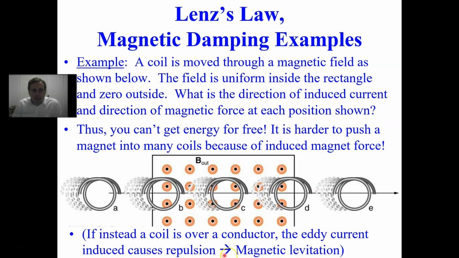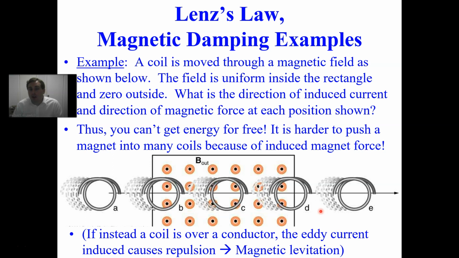But it turns out, if instead the coil is over a conductor, the eddy current, that is the actual rotating current in the conductor itself, will cause repulsion of these coils, and that's going to be like a north magnet facing a north magnet. But that actually allows the coil to levitate above, and thus we get the concept of magnetic levitation. Now, I will tell you that you've all probably heard of these magnetic levitation trains.